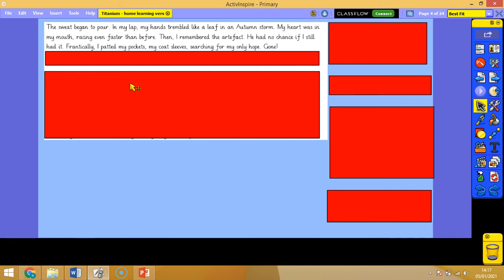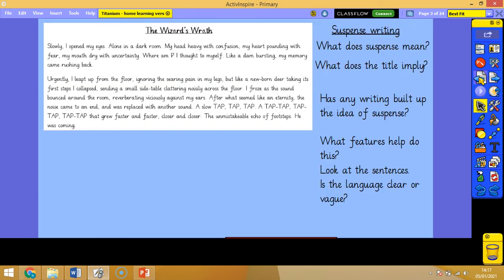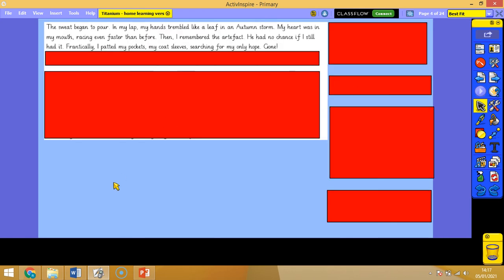Okay, so the next one. This next section employs a writing technique called show, not tell. The last thing we learned there was an unmistakable echo of footsteps, and he was coming. The sweat began to pour. In my lap, my hands trembled like a leaf in an autumn storm. My heart was in my mouth, racing even faster than before.